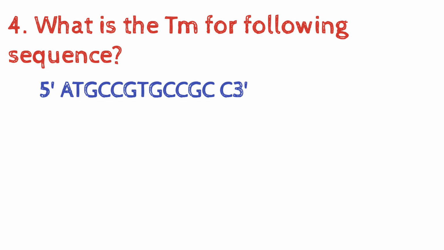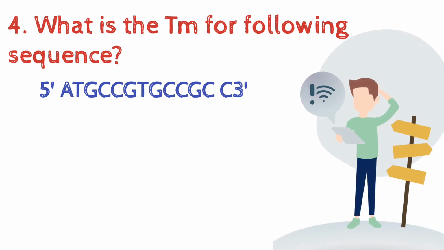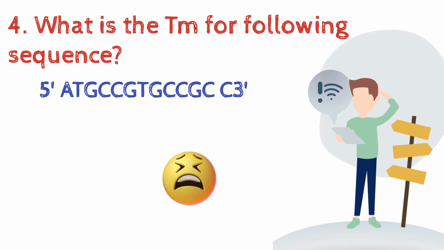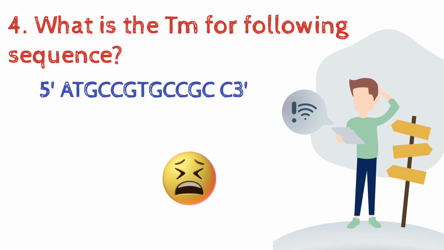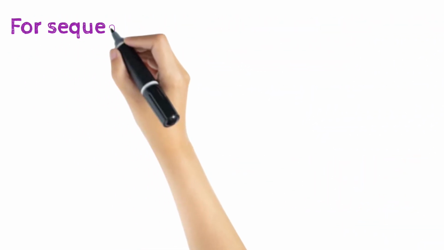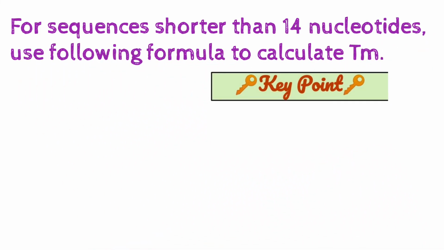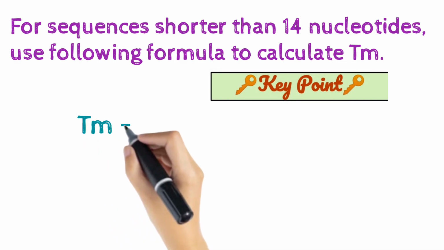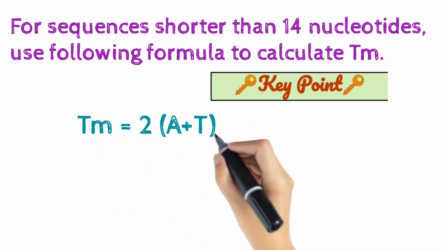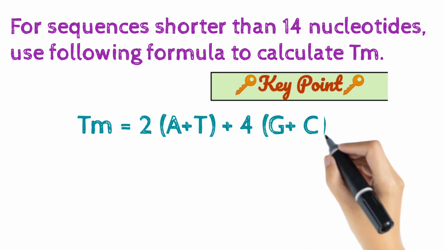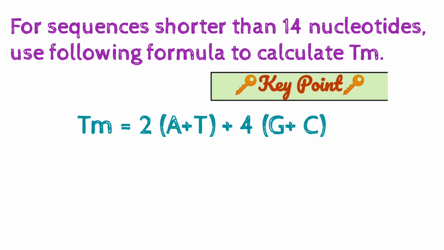What is the Tm for the following sequence? One sequence is given. The sequence is 5' AT GC CG TG CC GC C 3'. Now let's solve this question. First of all, we'll see what is given in the question. You will find nothing, neither percent GC content nor anything else is given. Look at the sequence. It is a short sequence, less than 14 base pairs. For these types of short sequences, remember one more formula to calculate the Tm value. Now look at the formula on your screen.